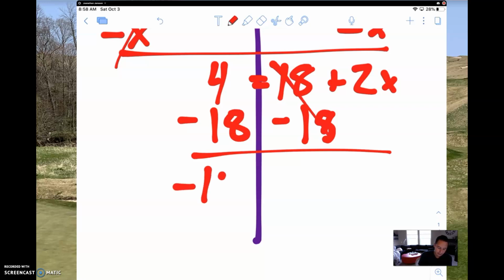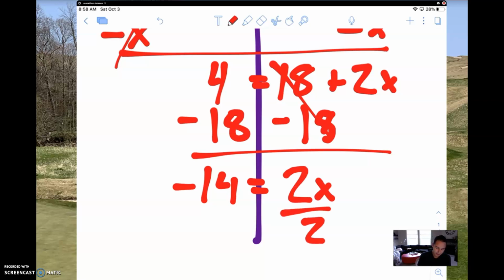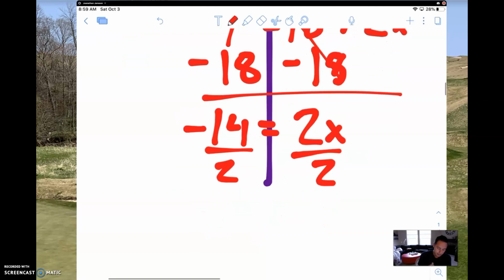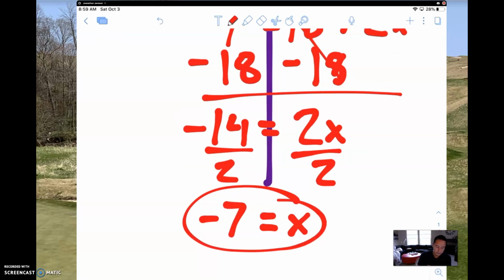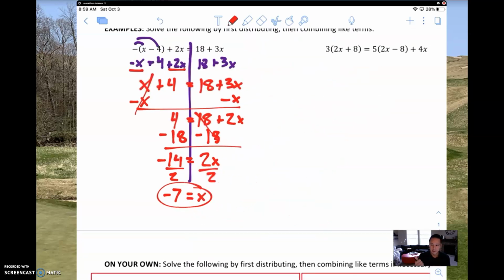And we get a -14 on the left is equal to 2x. Divide by 2 on both sides. And we end up with -7 is equal to x. If you write x equals -7, it means the same thing. So distribute, combine like terms, and then go ahead and solve.